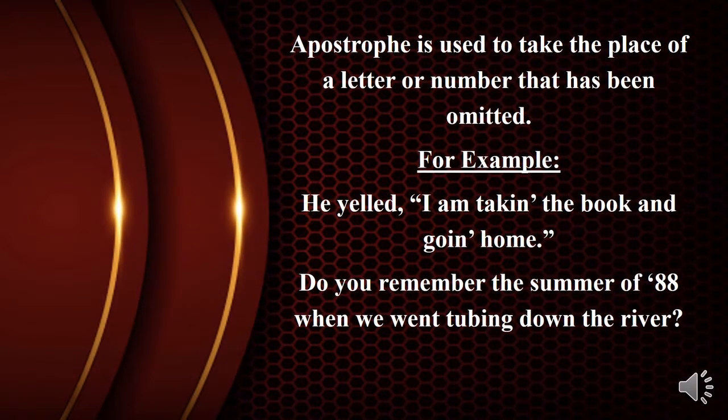Apostrophe is used to take the place of a letter or number that has been omitted, which means that we can use apostrophe in order to take the place of a letter or number that has been omitted. Observe the following example here for better understanding. He yelled, "I'm taking the book and going home." Here we have applied apostrophe after taking and after going because the letter has been omitted.